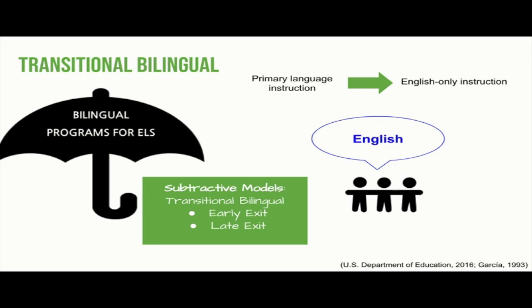Common to both early and late exit transitional bilingual is the goal of promoting English language acquisition at the expense of primary language proficiency, resulting in primary language loss. Thus, transitional bilingual education program models have been criticized as subtractive and assimilationist in nature, systematically leading to loss of the child's primary language skills and diminishing of the child's multicultural perspectives and competencies.